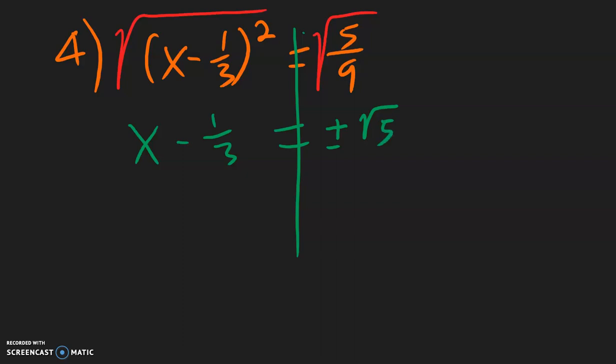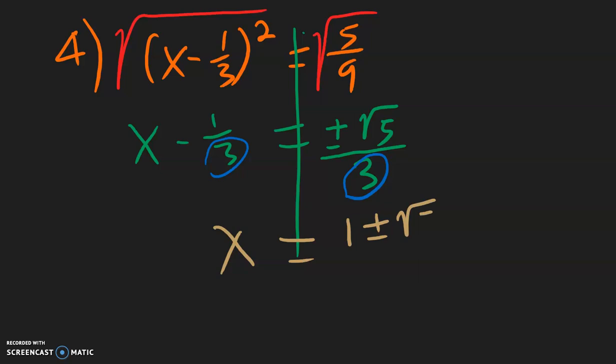And then on the bottom, square root of 9 is 3. Now notice how we have the same denominators, so we can combine that when we move the negative 1/3 over to the right side. So this negative 1 comes over, becomes a positive 1, positive or negative, square root of 5, all over 3.